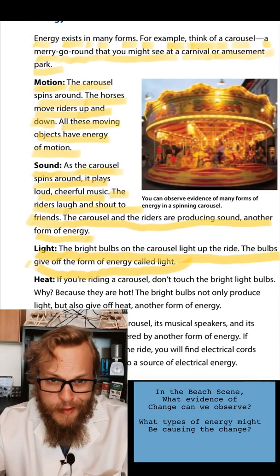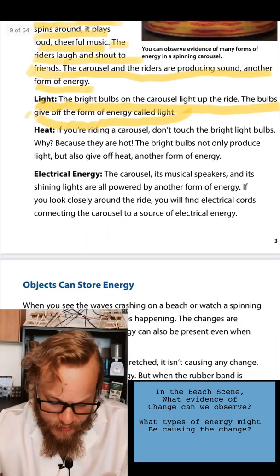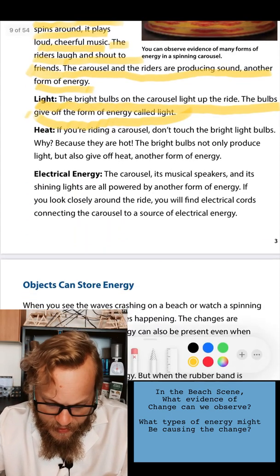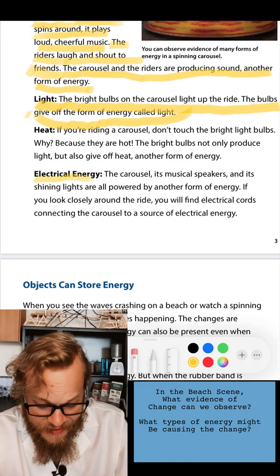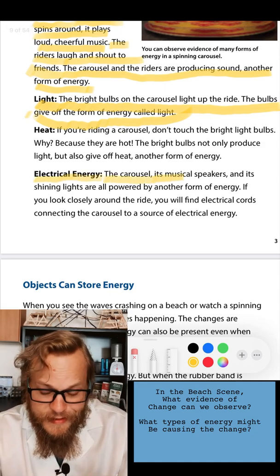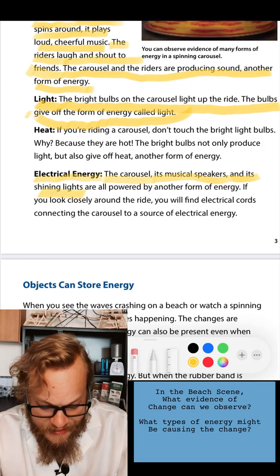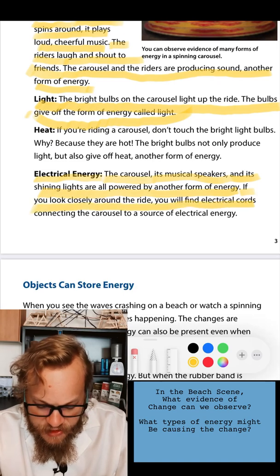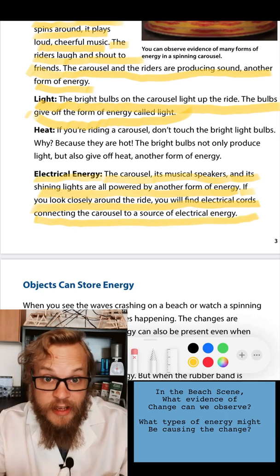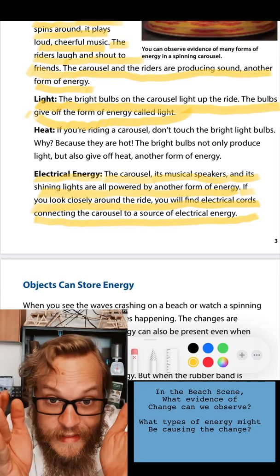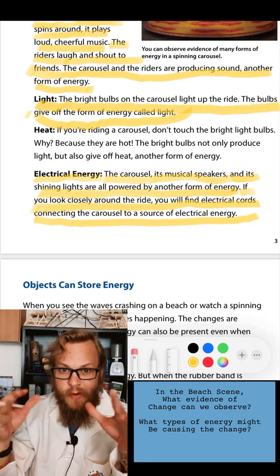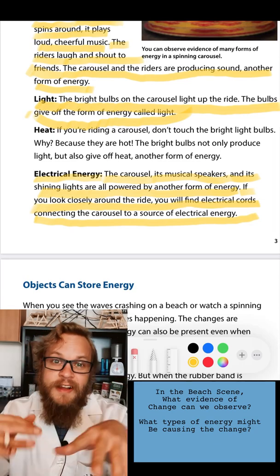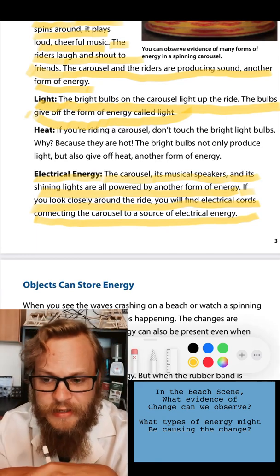All right. Last form of energy present here in our carousel is electrical energy. The carousel, its musical speakers, and its shining lights are all powered by another form of energy. If you look closely around the ride, you will find electrical cords connecting the carousel to a source of electrical energy. Electricity, heat, light, sound, motion. All of these are different types of energy, okay?